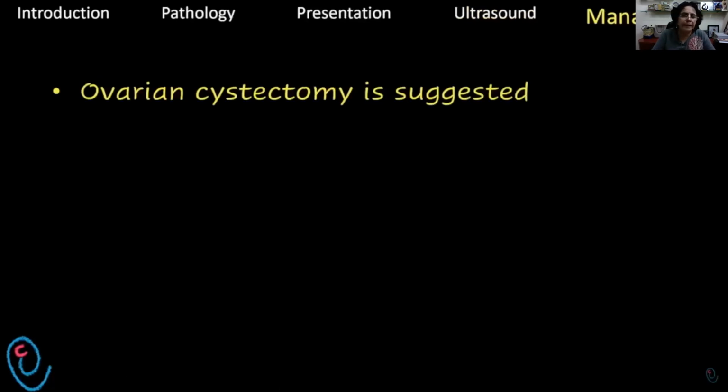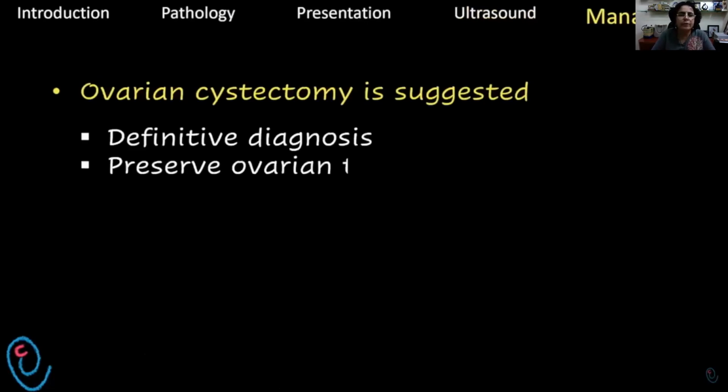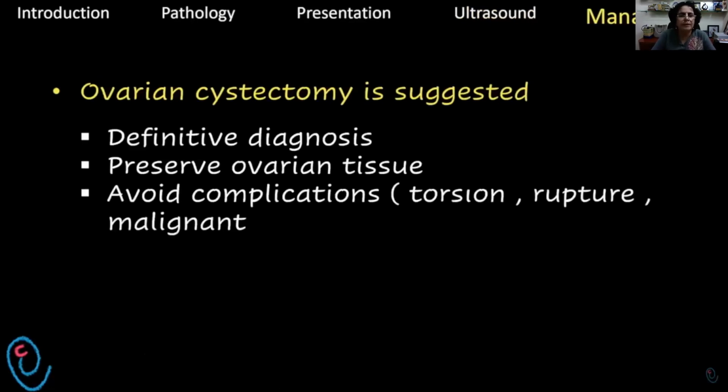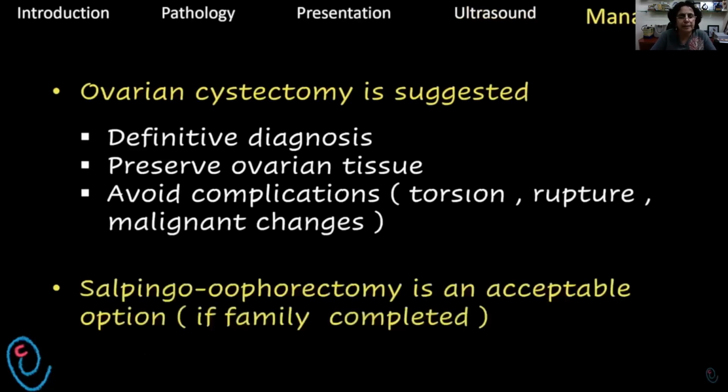Now, how to manage the dermoid cyst? The management suggested is ovarian cystectomy. The definitive diagnosis is also very important. Preserve the ovarian tissue if the patient is young, and we can avoid complications like torsion, rupture, and malignant changes. Sometimes salpingo-oophorectomy is an acceptable option if the family is completed.